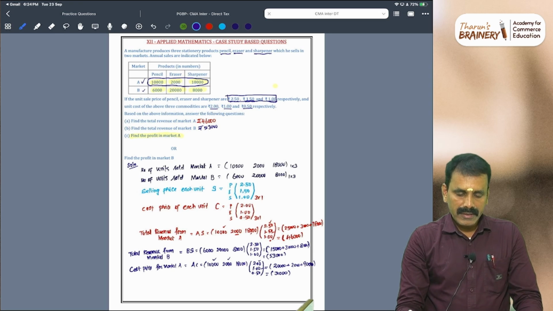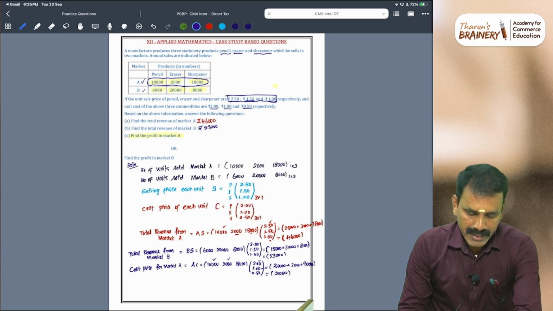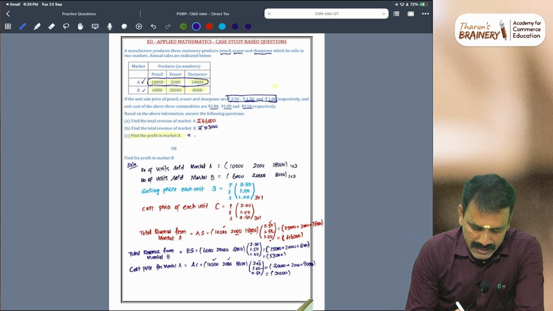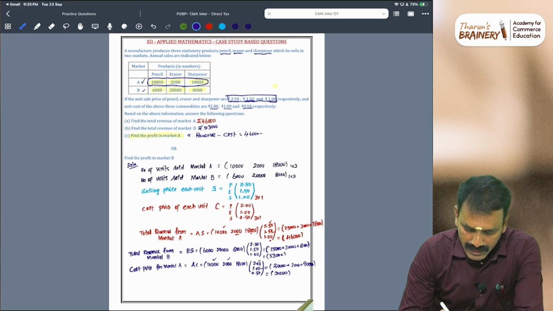So how to find the profit from market A? Profit from market A is revenue minus cost. How much we earn? 46,000. How much we spend? 31,000. So what is the profit now? It is going to be rupees 15,000. This is the profit from market A.